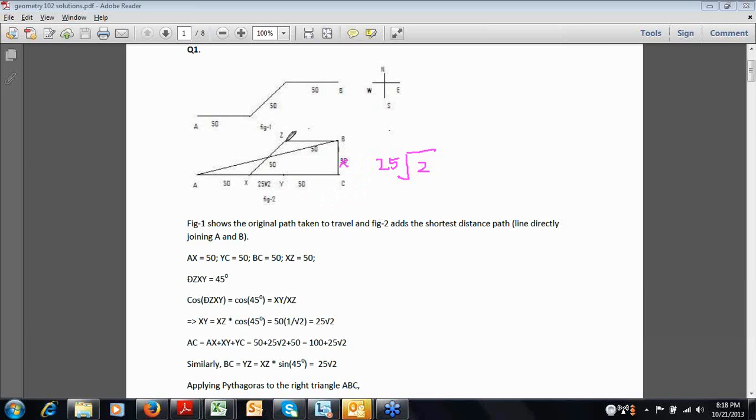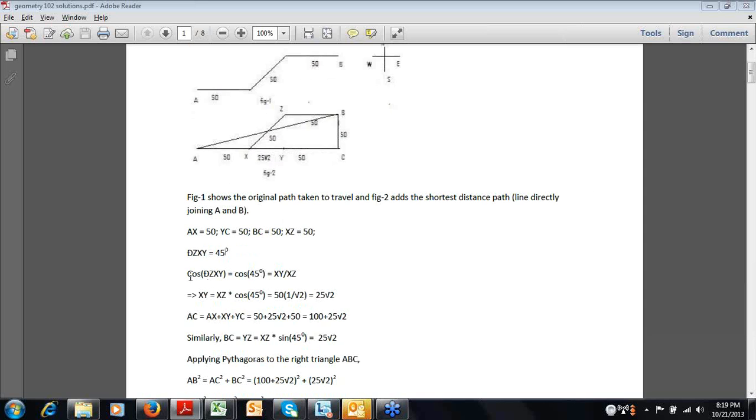Because see, BC will be equal to ZY. And XY is 25 root 2. And this is 45 degree. So this and this will be equal. So it's 25 root 2. Okay, we'll go ahead with this. I think there's a problem with the diagram. Calculation I think is correct.